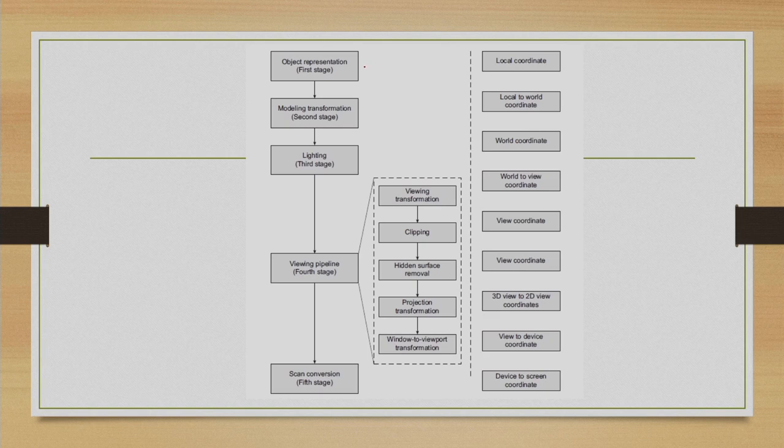The first stage is object representation, second stage is modeling transformation, third stage is lighting, fourth stage is viewing pipeline and the fifth stage is scan conversion. Among them we are currently in the fourth stage, that is viewing transformation. The previous 3 stages we have already discussed.